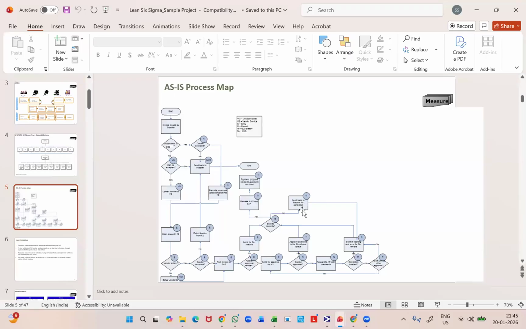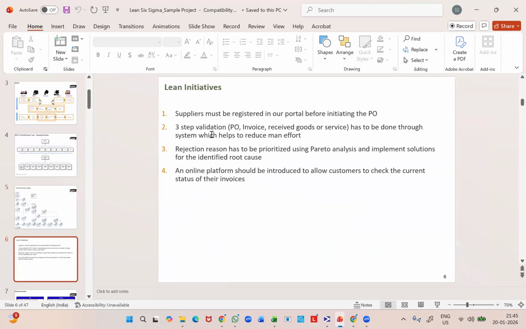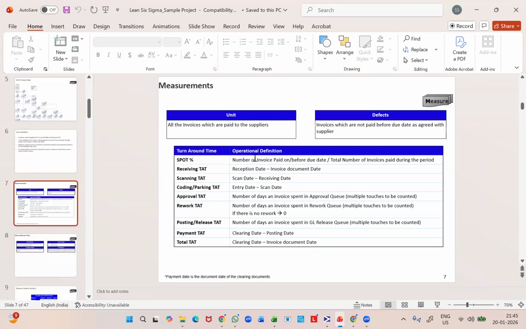And then we also come up with the as-is process map in order to identify the lean opportunities existing in the process. And these are the lean improvements that were carried out. Then under the measure phase, the measurements would indicate all the important metrics that we will use as part of this project exercise. And I've also provided you with the operational definition for all these key metrics so that all the stakeholders will be on the same page with regard to how a particular metric will get measured.